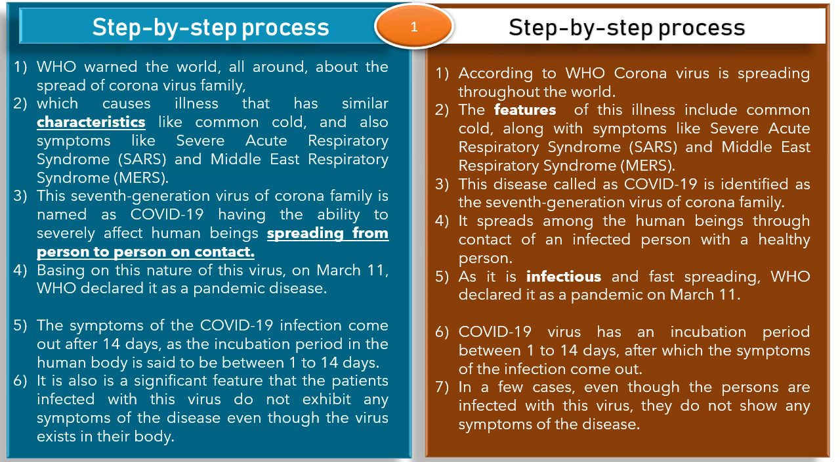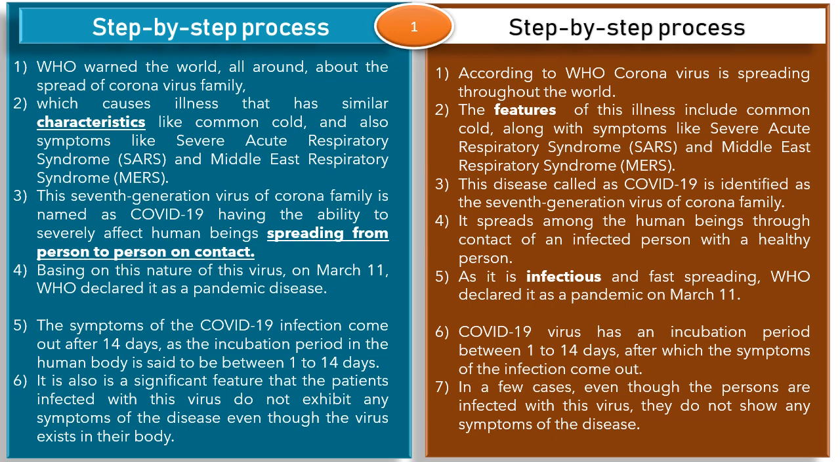Now you see here, this I want to read out. The first sentence says, WHO warned the world all around about the spread of coronavirus family. So this I have written something like this: According to WHO, coronavirus is spreading throughout the world. So it carries the same meaning. Now here, definitely I have split this sentence into two. It is originally a single sentence.